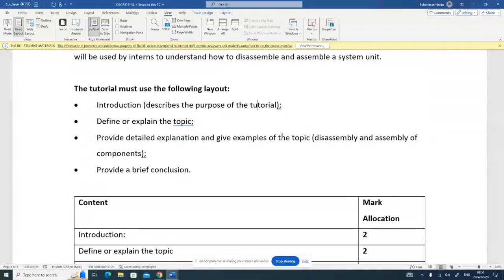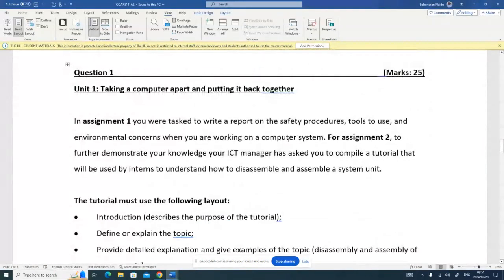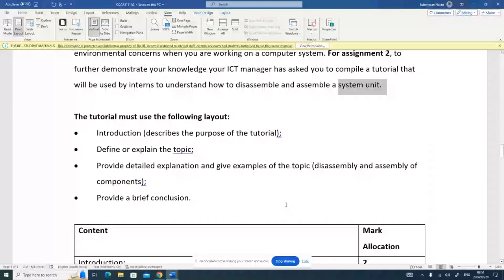The purpose of this tutorial is to describe how to assemble and disassemble computer systems, whether they're a laptop or a desktop. Disassemble a systems unit. So systems unit, we're speaking specifically about a desktop here. Define or explain the topic. Provide a detailed explanation and give examples of the topic, disassembly and assembly of components. Provide a brief conclusion.